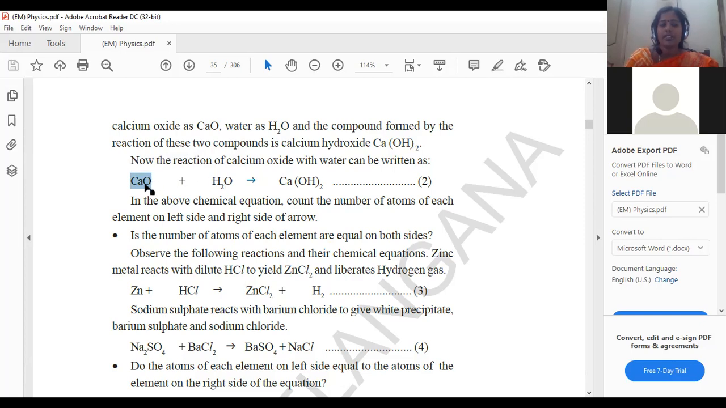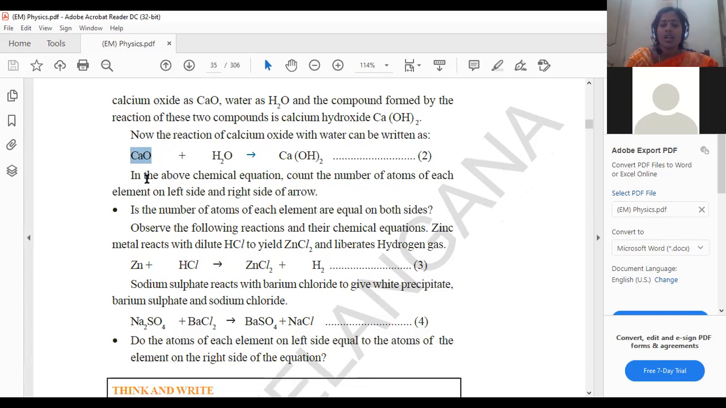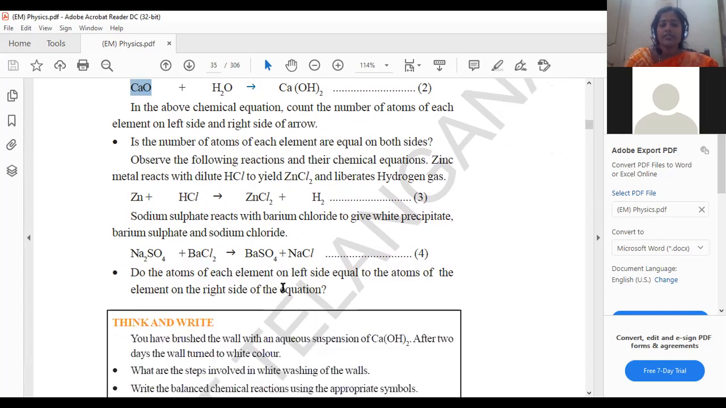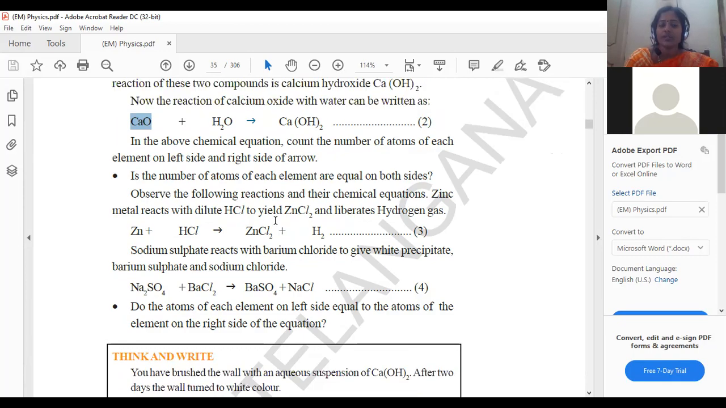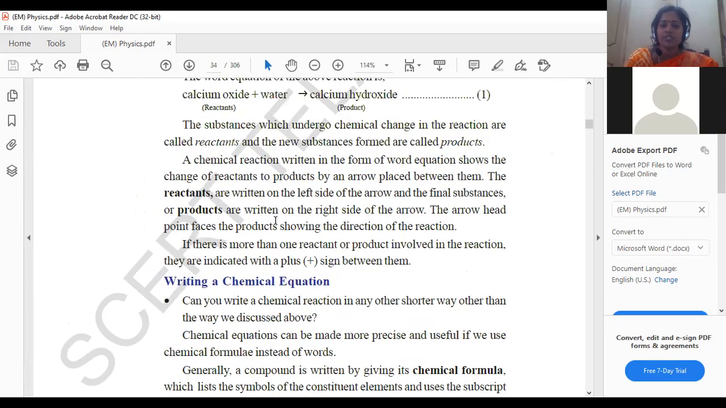When these two get mixed, a product is formed. What is the product? Calcium hydroxide. Okay, calcium oxide plus water gives rise to calcium hydroxide. This is a way of representing a chemical equation. Now let us move on to another activity, that is activity number 3. What is activity number 3?